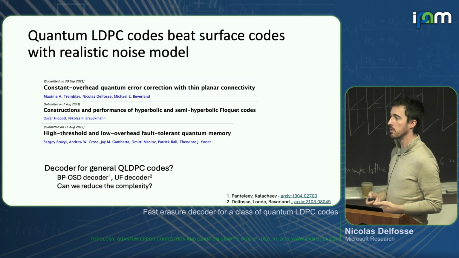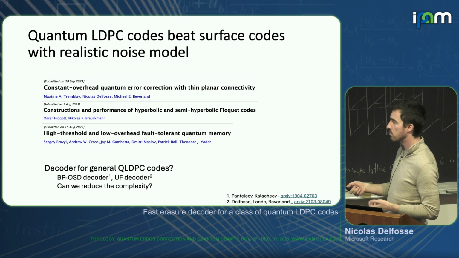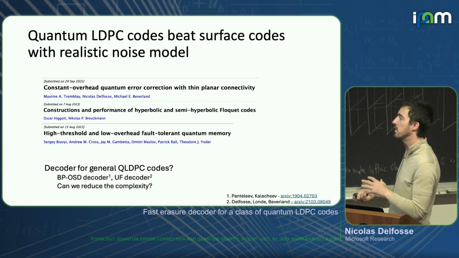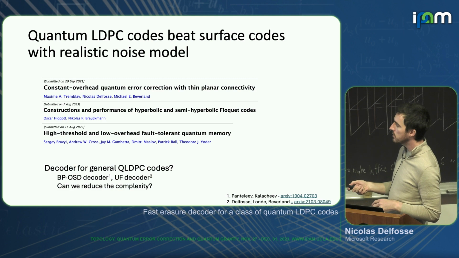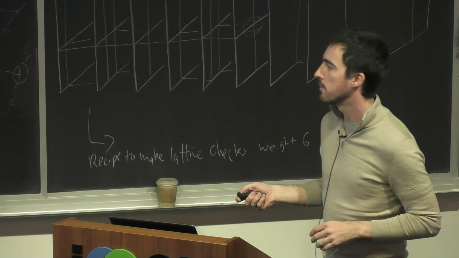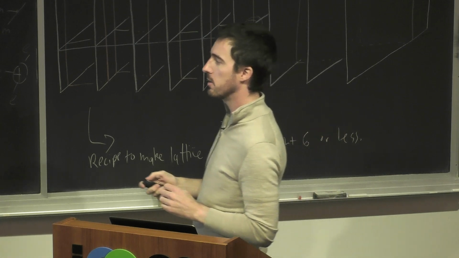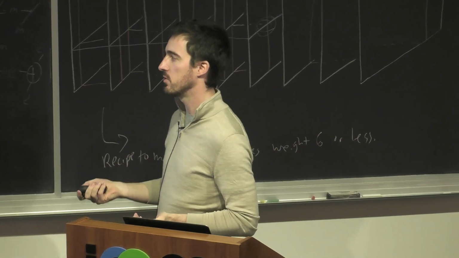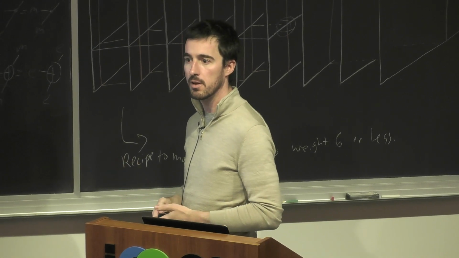We would like a general decoder capable of decoding any sparse quantum code, any quantum LDPC codes. So 2 of them, for instance, are the BPOSD decoder that works very well in practice. It's a heuristic, but it works very well. Or the union find decoder that we can adapt to LDPC codes. This adaptation doesn't seem to work as well as BPOSD. There is a more recent result I will mention later. And the goal is to reduce the complexity and improve the performance of this kind of general decoder.